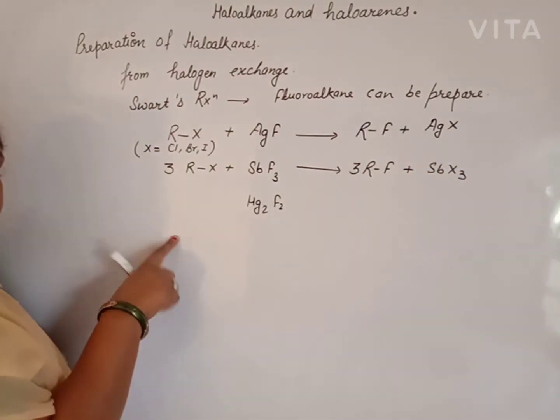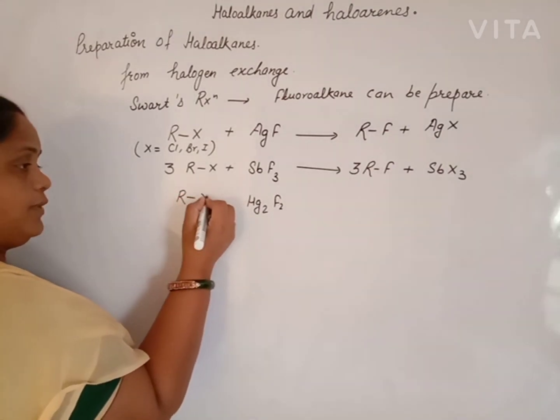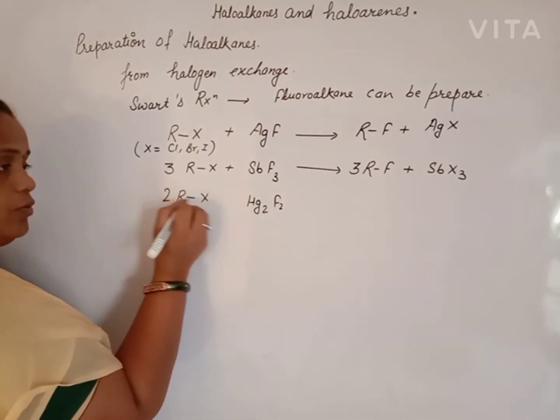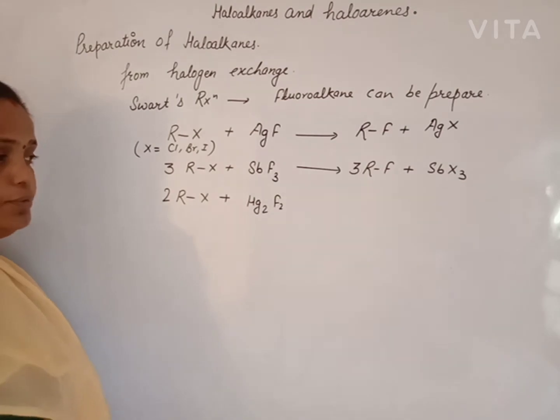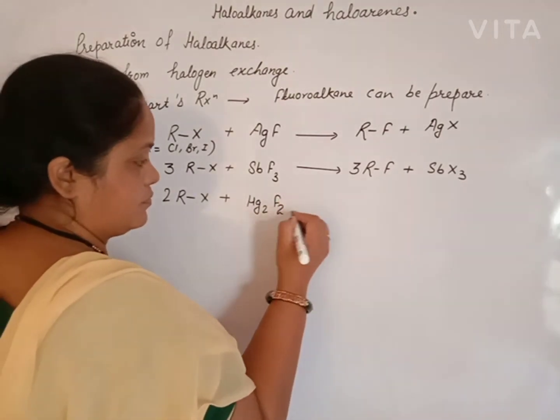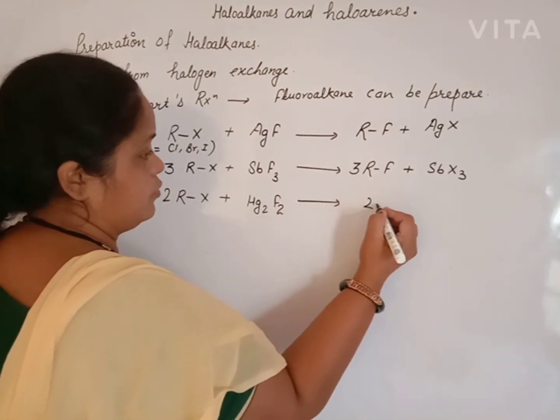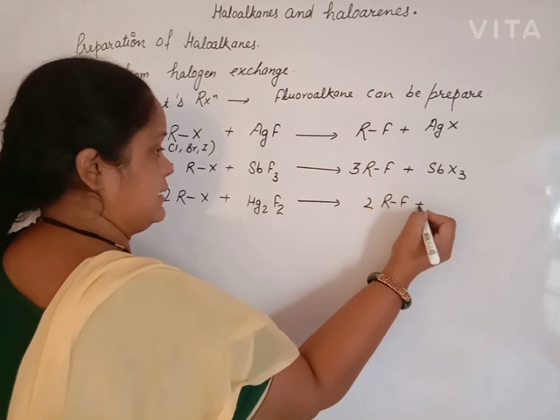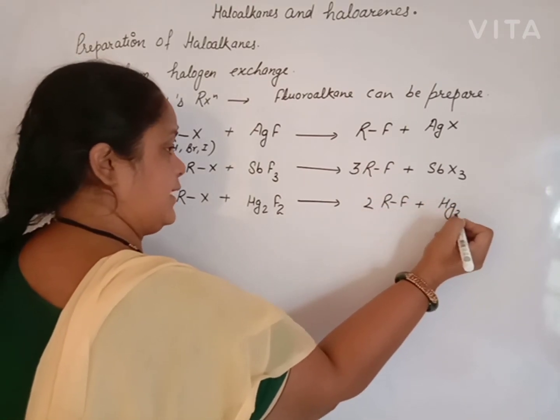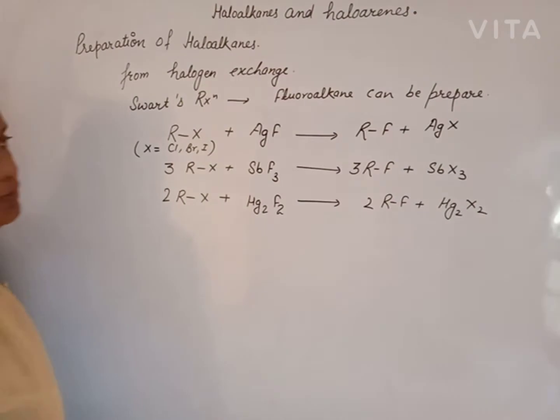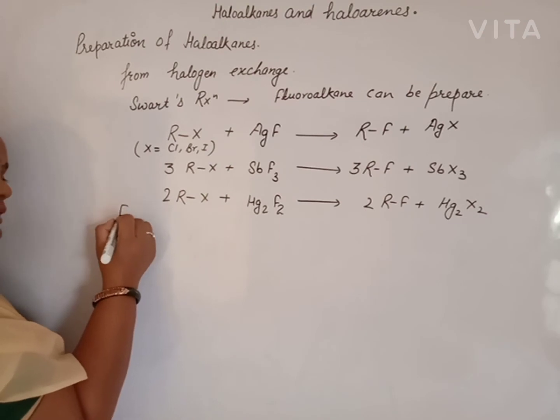All the X are the same. If there are 2 fluorines, 2 moles of haloalkane are used, you get 2 moles of fluoroalkane plus Hg2X2. Only halogen exchange takes place and we will get fluoroalkane in stable form. Next is the Finkelstein reaction.